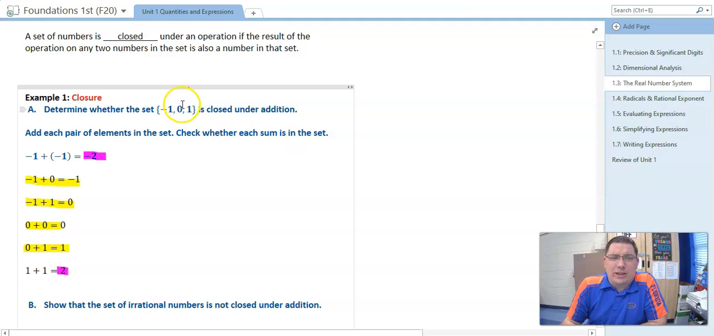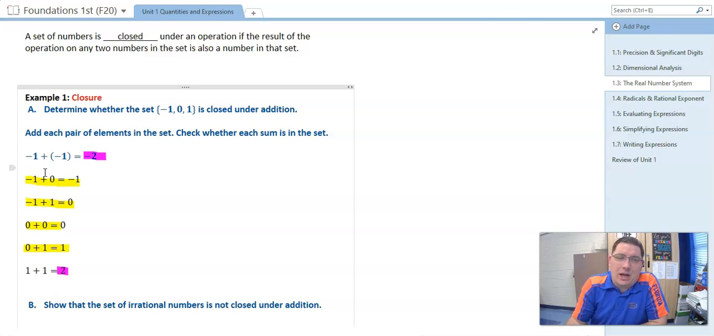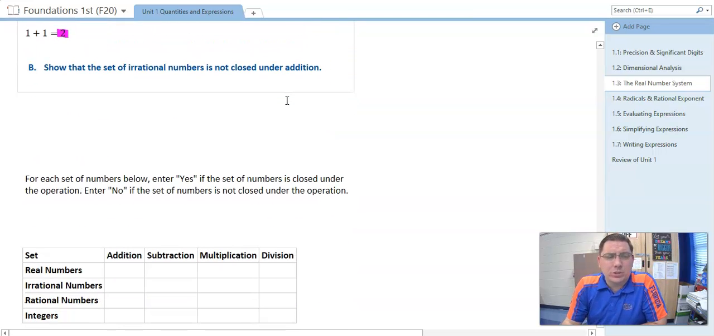So we looked at the example of -1, 0, and 1. And we said that, okay, if we add all these numbers together in pairs, right, is there a time when it will give me an answer that is not one of these three numbers? And so we see that -1 plus -1 is -2. So that's not one of these three numbers, so this set would not be closed for addition. But we also did it with multiplication. We saw that if I multiply all these different pairings together, then we saw that -1, 0, and 1 is closed under multiplication. Okay?